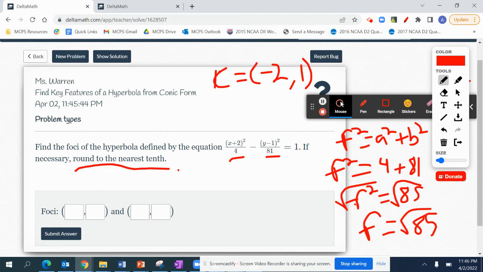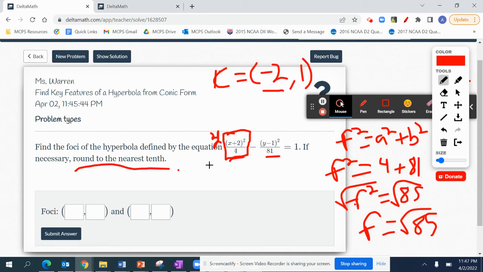So the foci will always lie on the transverse axis. So I'm looking at this term right here to see what variable is sitting there. And since this first term has an x in it, I know the transverse axis is horizontal. So I know that I need to be adding f and subtracting f to the x term. And if this had started with a y here instead, then I would be adding and subtracting to the y.